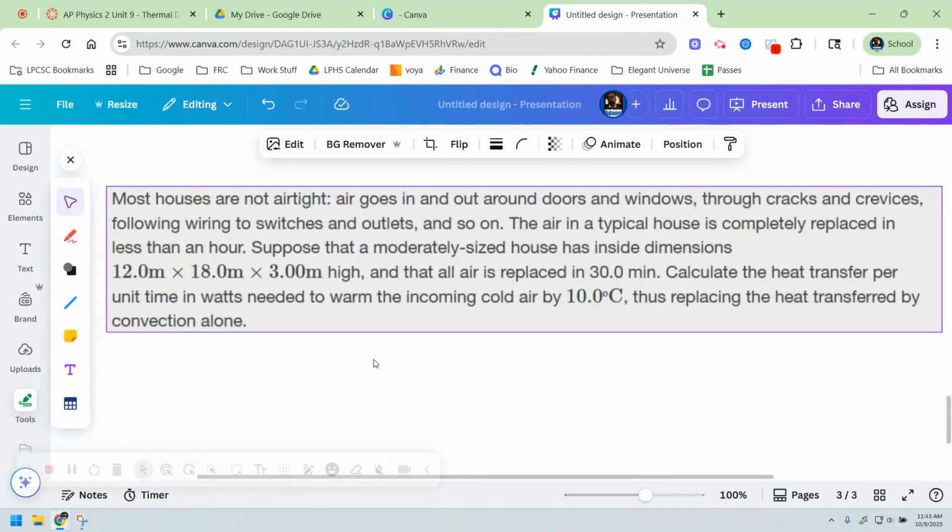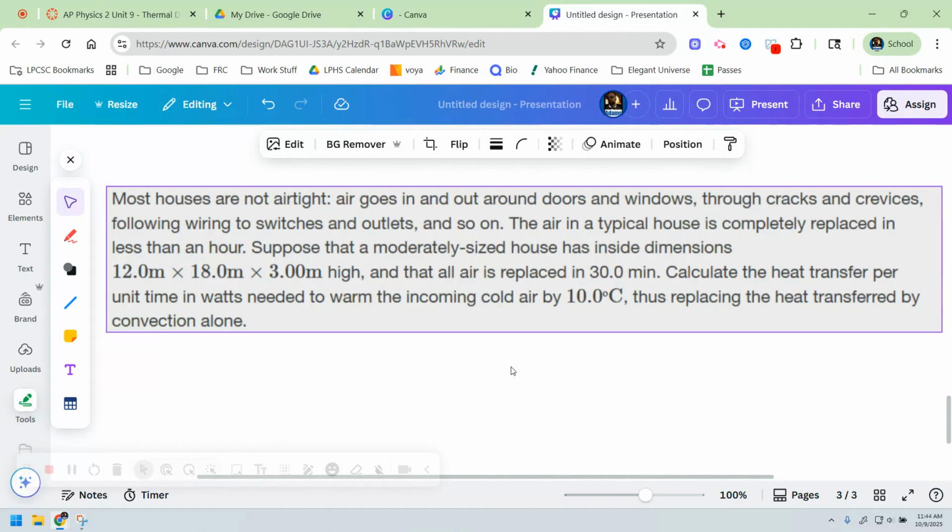It says most houses are not airtight. Air goes in and out the doors and windows, through cracks and crevices, following wiring and switches and outlets. So there's lots of places for the air to come in contact with other air. And so the heat wants to travel to something that has less heat, and it gives off its heat. It says the air in a typical house is completely replaced in less than 1 hour through this process. Suppose that a moderately sized house inside has the dimensions of 12 meters by 18 meters by 3 meters, and that all the air is replaced in 30 minutes.